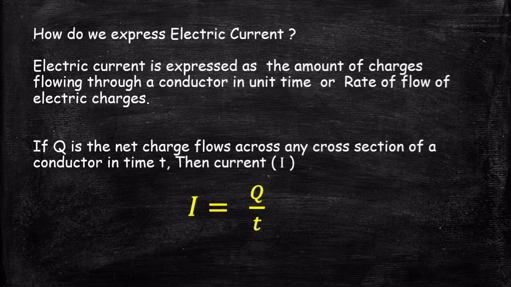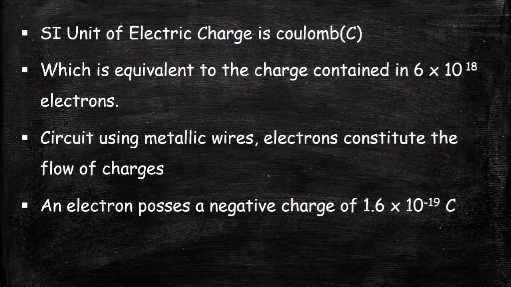Then how do we express electric current? Electric current is expressed as the amount of charge flowing through a conductor in unit time, or the rate of flow of electric charges. If Q is the net charge that flows across any cross section of a conductor in time t, then current I equals Q by t. I = Q/t.